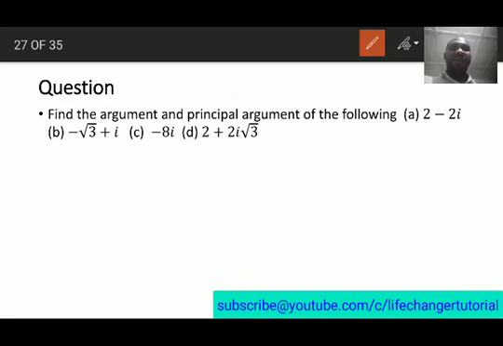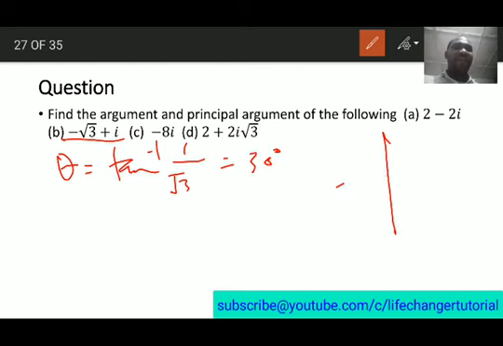Now we are given this minus root 3 plus i. If we find the argument, theta is supposed to be tan inverse of 1 over root 3. The imaginary part is 1, the real part is root 3. Leave the negative sign for now. And tan inverse of 1 over root 3 should give us 30 degrees. Now if I have my quadrant, you notice this is the negative x-axis and positive y-axis. So this is where we have that complex number.